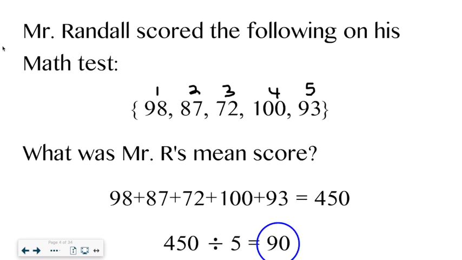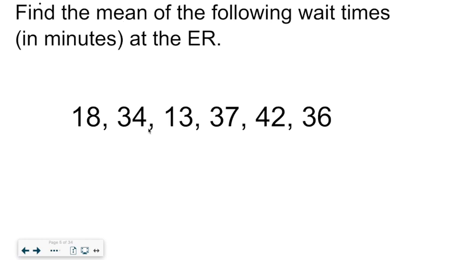So looking at this example, Mr. Randall scores the following on his math test: 98, 87, 72, 100, and 93. So I have 5 elements of this set. Well, what I do then is I add them all up. Add these up, I will get 450. 450 then divided by the 5 elements, I would get 90. So my average, my mean score of this data set right here is 90.